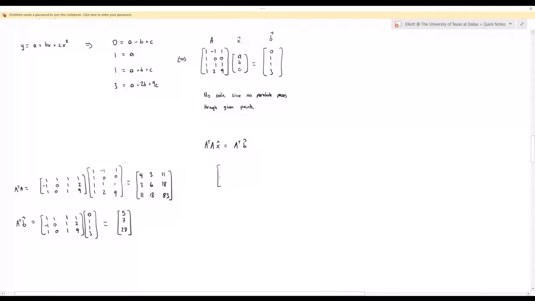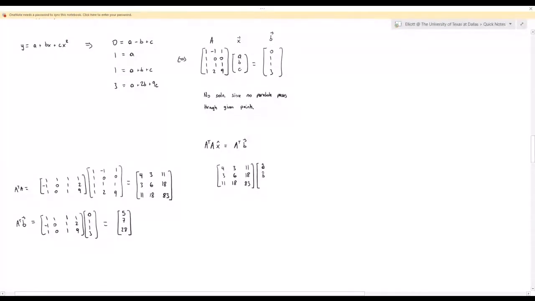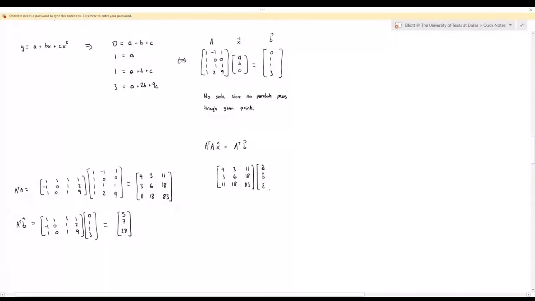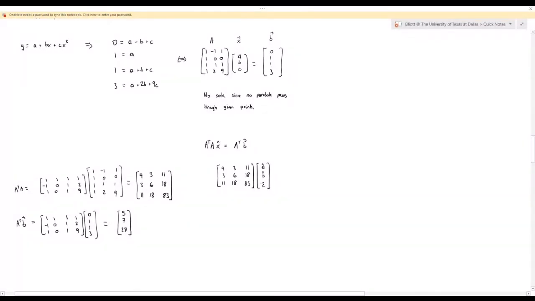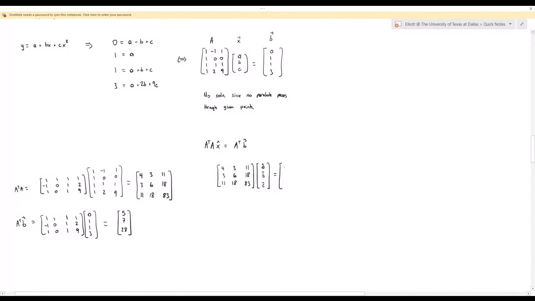So this time, when we're solving for the best fit parabola, we end up with a 3x3 system, as opposed to a 2x2 system. That's A transpose A. X hat would contain the coefficients of the equation of the parabola of best fit. I'll call them A hat, B hat, and C hat instead of the original ABC. And A transpose B we have as 5, 7, and 28.